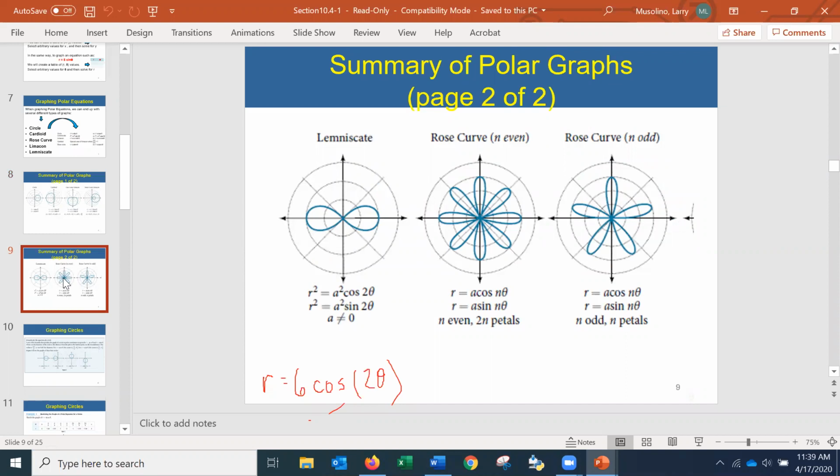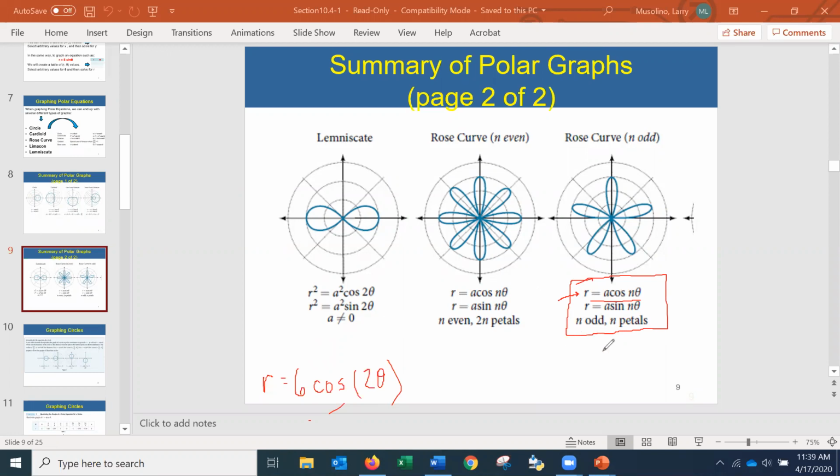All right, well, for slide 9, let me see what is matching up. I'm noticing that in our example, we are given 6 cosine 2 theta. Now I'm going to rule out this graph on the right-hand side, because even though this does match up to r equals a cosine n theta, here we need r equals a cosine 2 theta.